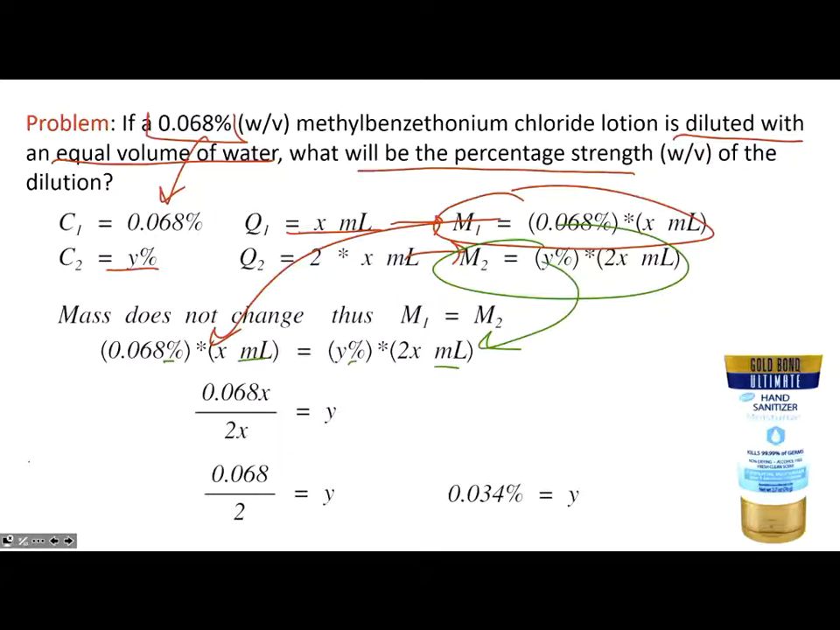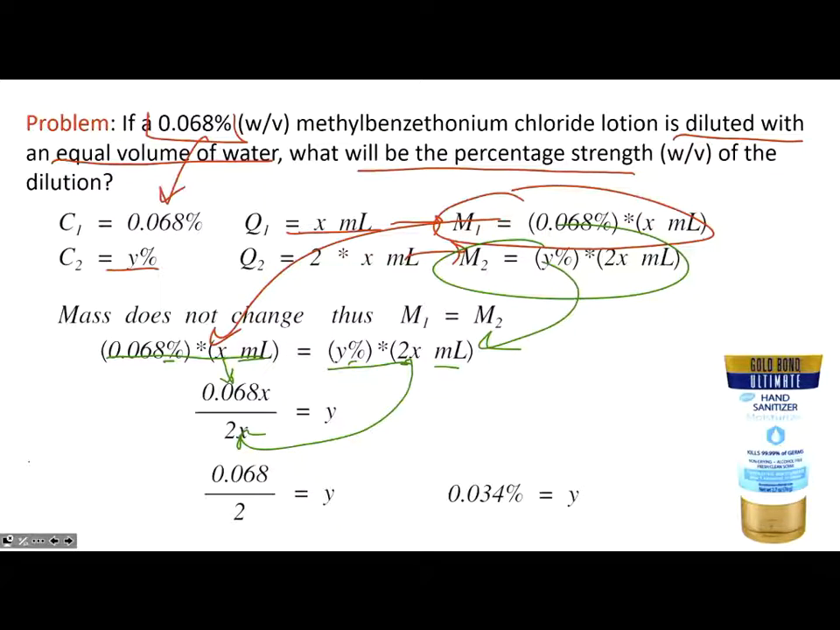If I multiply that on top, this right here is 0.068x, and 2x times y. If I go ahead and divide by the 2x, so let's bring that 2x over to that side, then I'm saying that 0.068x divided by 2x equals y. That's where the algebra comes in. Are you okay with that algebra?